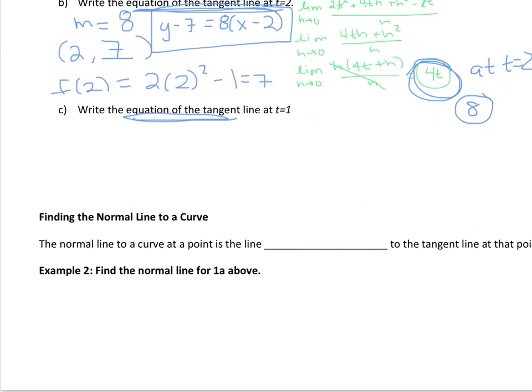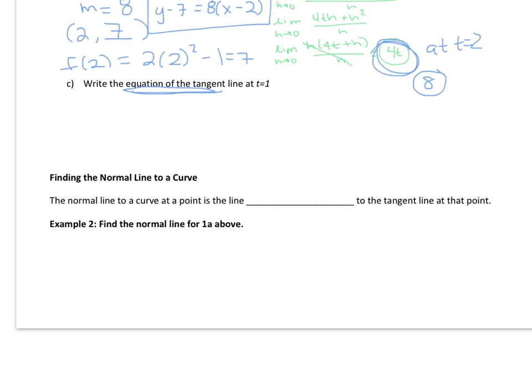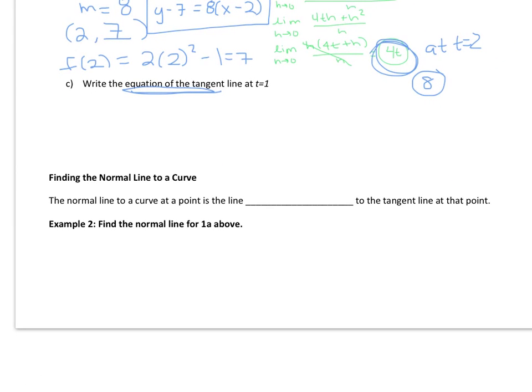I'm going to go ahead then and talk about normal lines. And normal lines are a piece of cake. So a normal line, the normal line to a curve at a point, is the line perpendicular to the tangent line at that point. So hopefully you know, and if you don't, write this down, that perpendicular lines have negative reciprocal slopes.